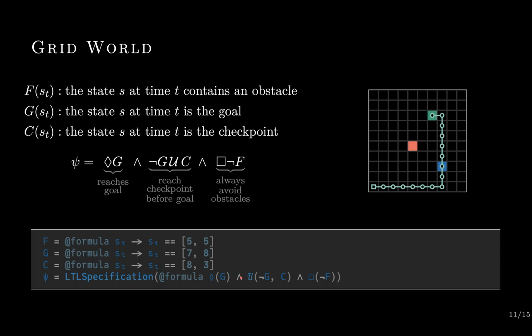We can just write lozenge G wedge, or slash wedge. This is slash SCR uppercase U, or script U, and then negate G and then pass in C, or the box, which is the slash square, negate F. So this maps directly to the math, which is one of the reasons we love Julia.